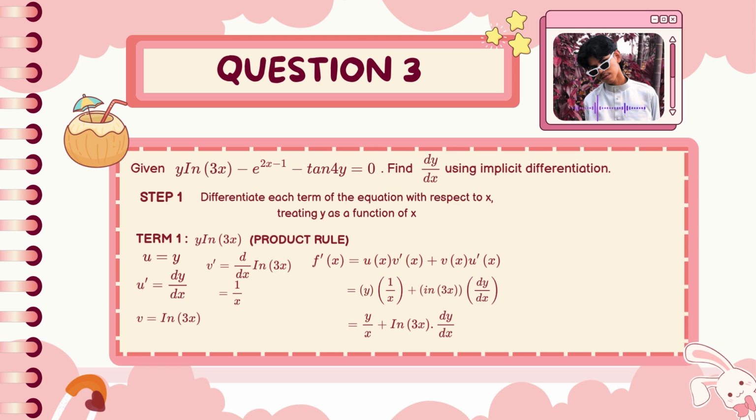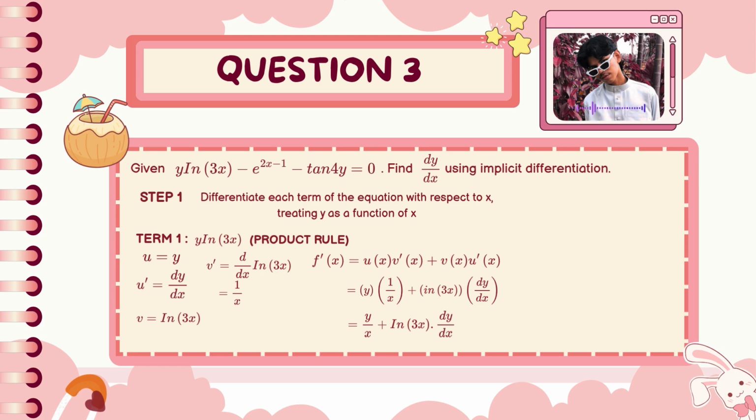The first term is y ln 3x. This is a product of two functions of x. So, we apply the product rule, which states that d uv over dx equal u dv over dx plus v du over dx. Let u equal y and v equal ln 3x. The derivative of y with respect to x is dy over dx, and the derivative of ln 3x with respect to x is 1 over x, since ln 3x equal ln 3 plus ln x, and the derivative of ln x is 1 over x. Using the product rule, the derivative of y ln 3x becomes y over x plus ln 3x multiplied with dy over dx.